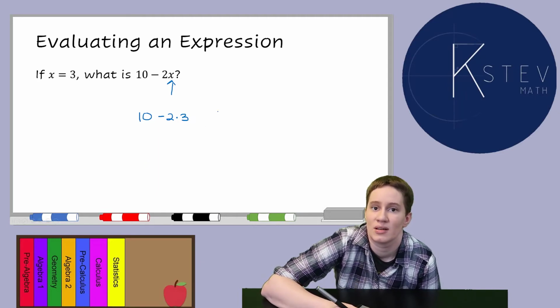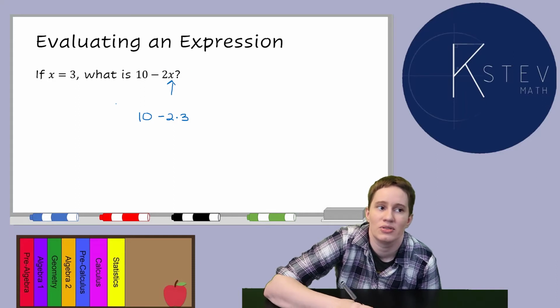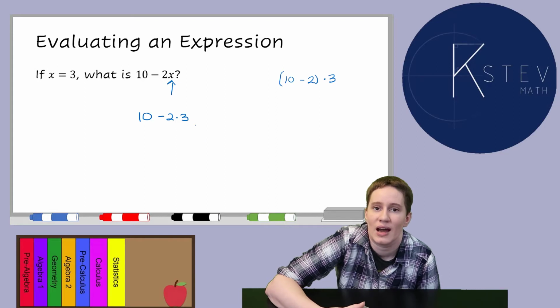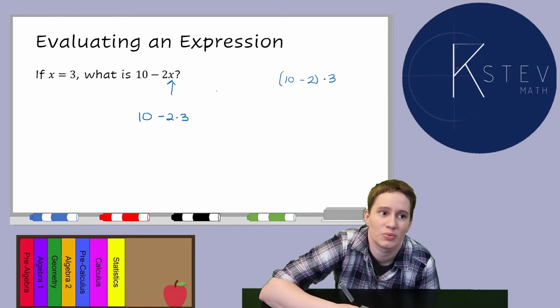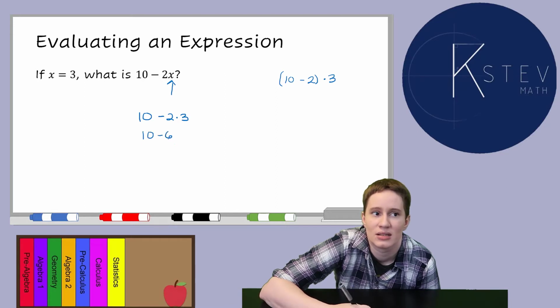Now, we said multiplication comes before addition or subtraction. So I'm not going to do the 10 minus 2 first. The only time I would do that first is if there were actually parentheses around it. We could have a different problem that might make us want to do this, okay? But they have to specify, hey, do this part first, or we're going to default to doing multiplication and division first. So I'm going to do 2 times 3, which is 6, so that I get 10 minus 6, and then 10 minus 6 equals 4, and that's my answer.